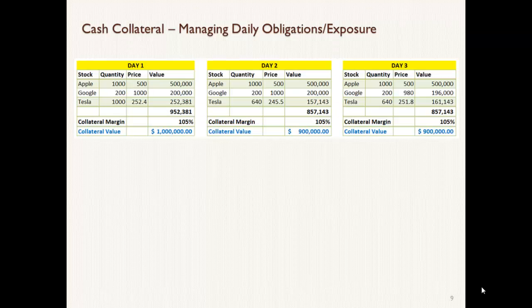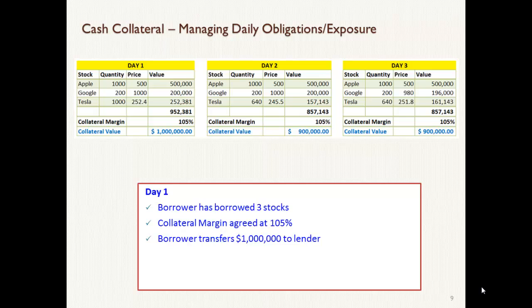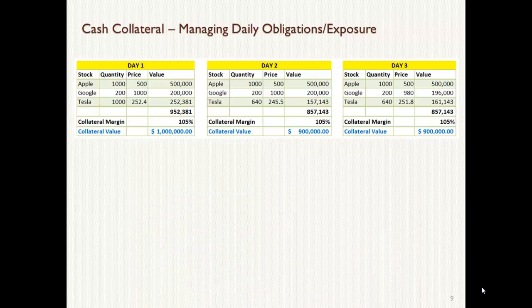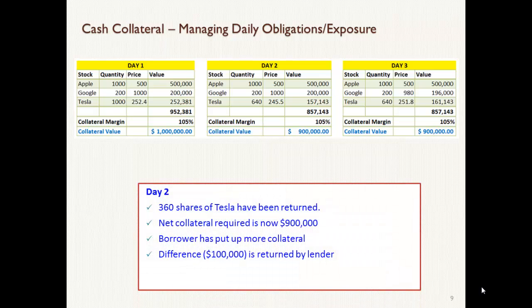Let's look at a simple example to understand how collateral obligations are managed on a daily basis. In this example, I've assumed 3 stocks have been borrowed, all versus cash collateral. On day 1, the total collateral requirement is $1 million. So the borrower transfers $1 million to the lender. On day 2, the borrower has returned 360 shares of Tesla. As a result, the net collateral requirement has dropped to $900,000. Since the borrower has put up more collateral, the difference is returned by the lender. So in this case, the lender has to return $100,000 back to the borrower.